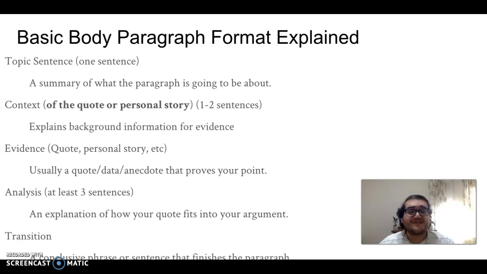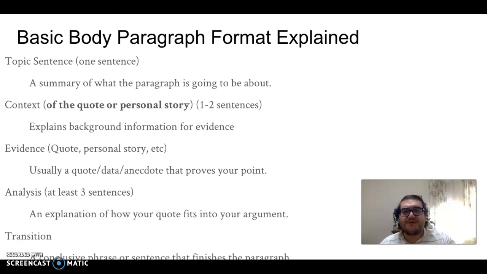So a topic sentence, you want to keep this at one sentence long, like your thesis statement. And what is a topic sentence? It's a summary of what the paragraph is going to be about, right? It lets your reader know exactly what that body paragraph will be discussing.